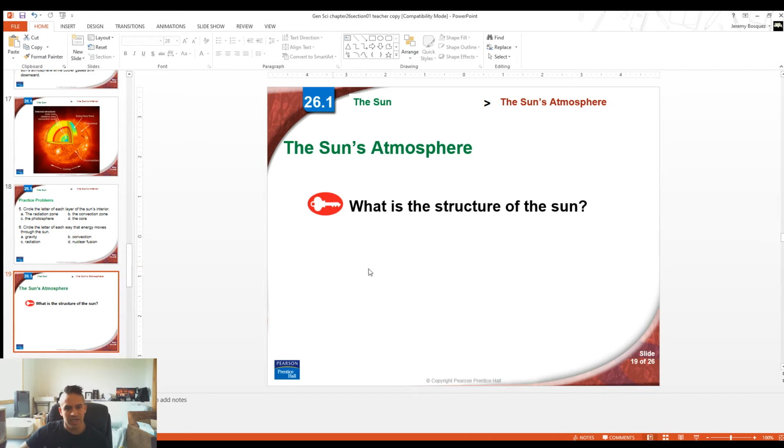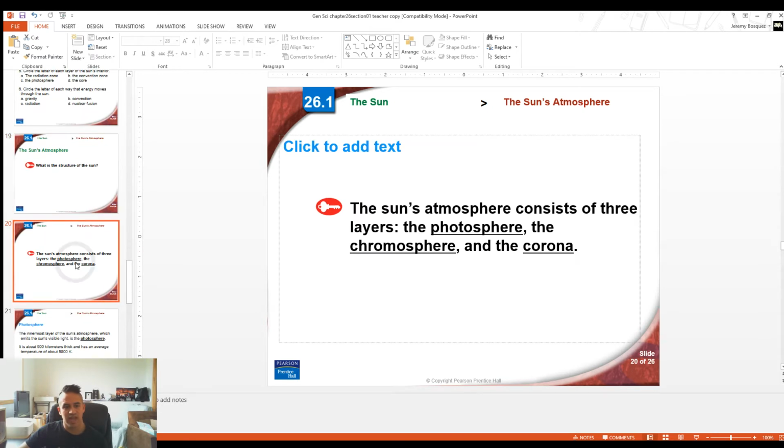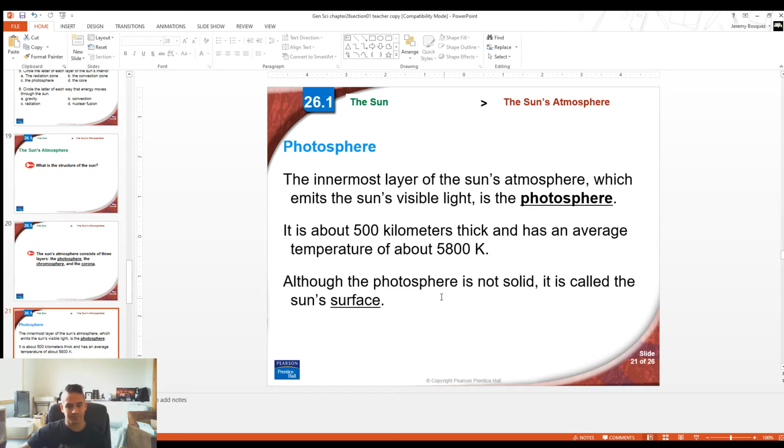All right. As for the outer layers, we call this the sun's atmosphere. So the sun's atmosphere, or outer layers, consists of three layers: the photosphere, the chromosphere, and the corona. Okay. So the photosphere is the innermost layer of the outer layers. I know it's confusing, right? So there's outer layers that are out here, and the photosphere is the innermost one. So it's the one closest to the center of the sun.